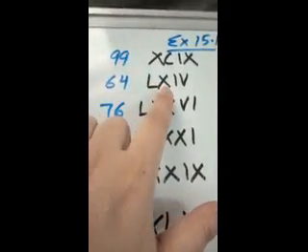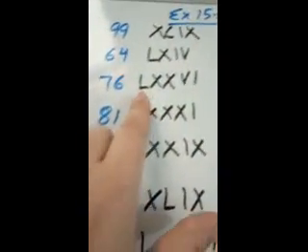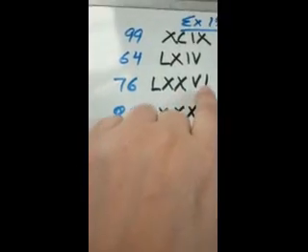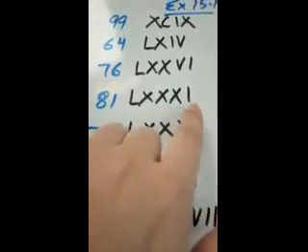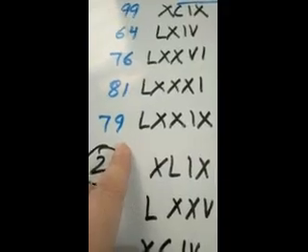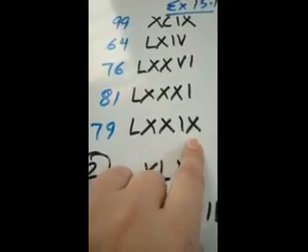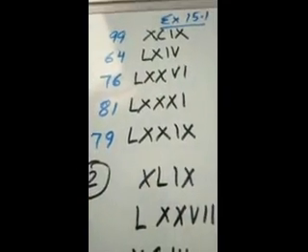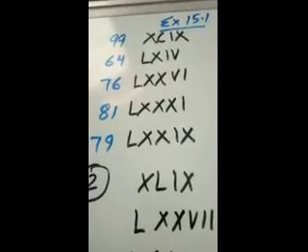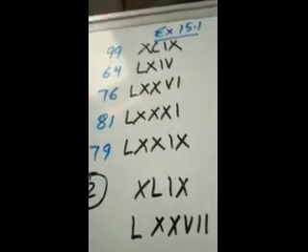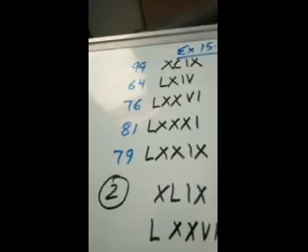64. LX, 60 plus 4. 76. 50 plus 20, 70 plus 6. 81. 50 plus 30, 80 and 1. 79. 50 plus 20, 70 and 9. IX is 9. So this was your answer number 1, where numerals are given in Hindu Arabic and you have to convert them into Roman numbers.